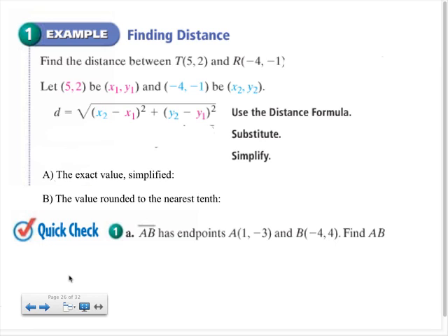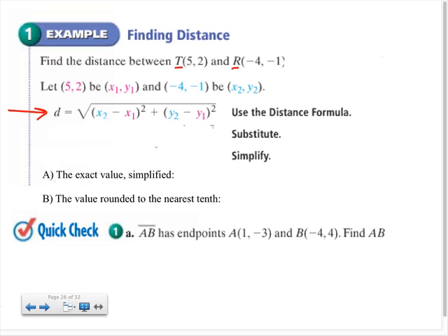Here we have two given points, point T and point R. And I'm given the coordinates for both of those points. Here I've recopied the distance formula for us so that we can refer to it. The points that are referred to in the distance formula, this x2, x1, y2, and y1, those refer to our coordinates for the points that were given.